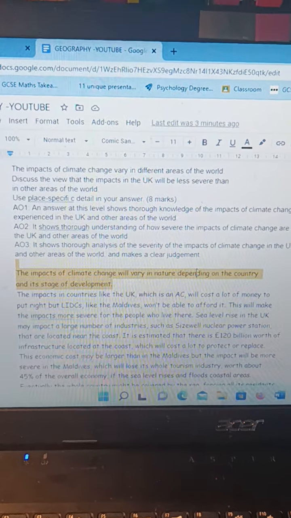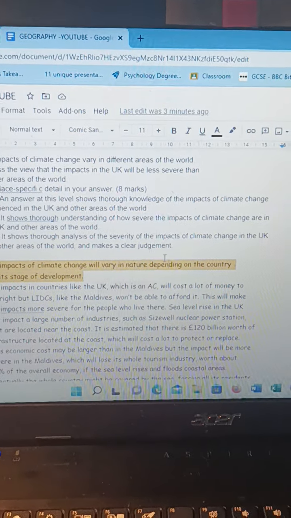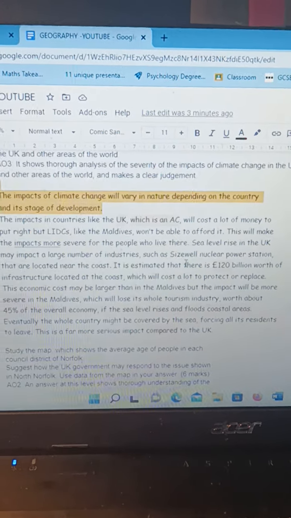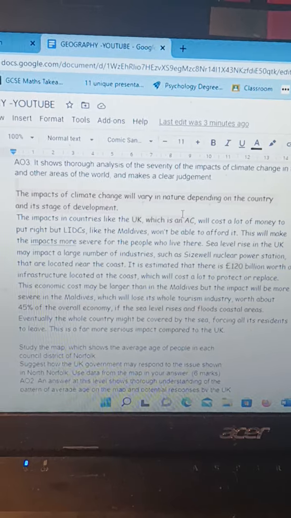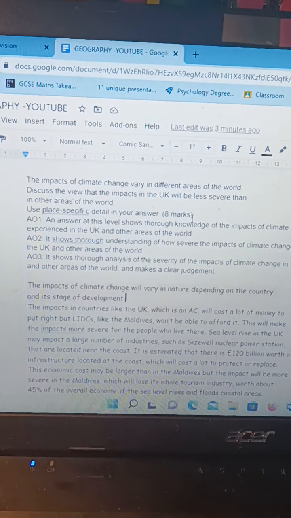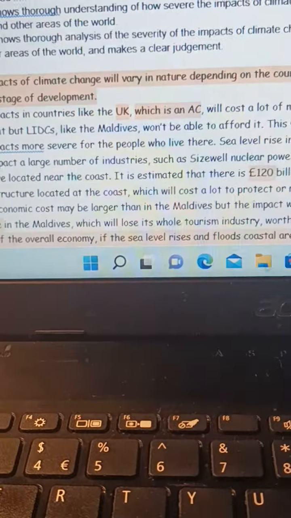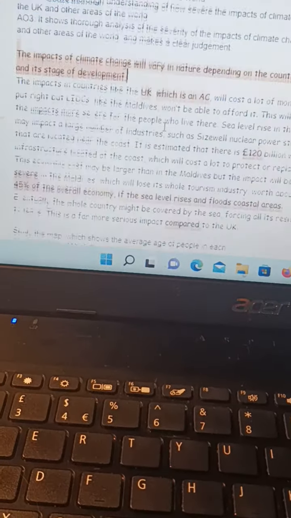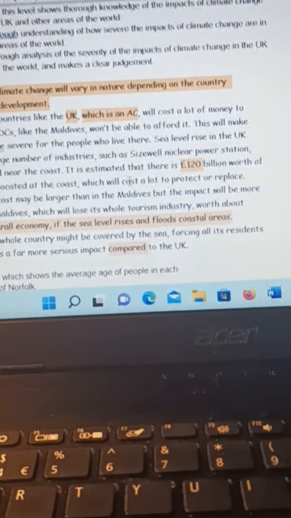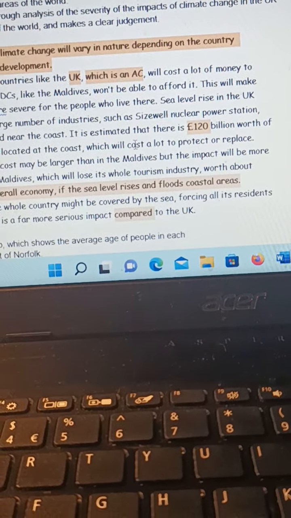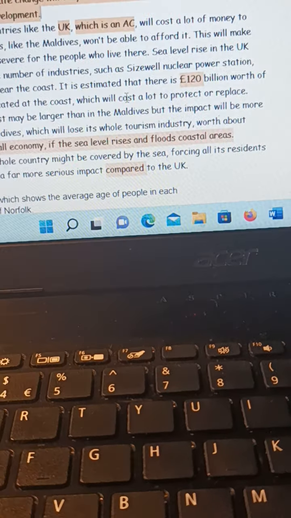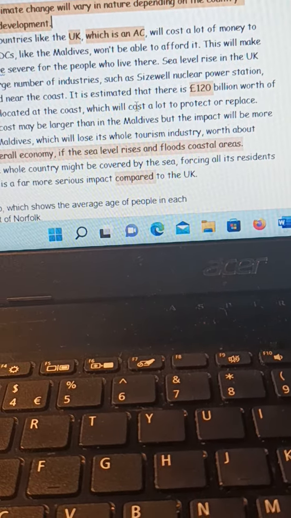AO1 and AO2 and AO3. So the impacts, so just again rewrite the question. So they've explained like, discuss. Discuss is over here. So both sides of an argument, the for and against. So again, this is a UK, which is an AC, which is different to the Maldives, which is an LIDC, or is it an EDC? But that's like the contrast. That's the difference. I've literally already forgotten about the question.